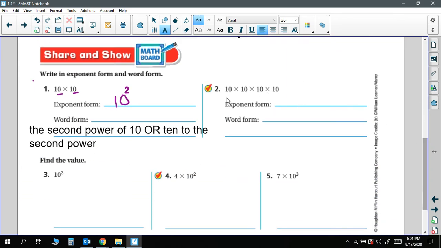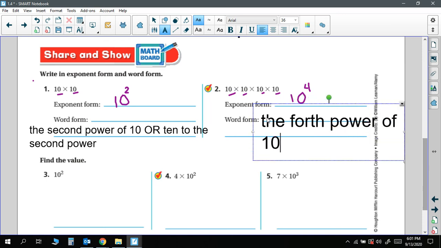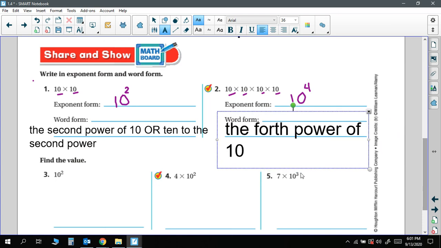All right, let's try this one. 10 times 10 times 10 times 10. All right, you know your base is going to be 10. How many zeros? What's your exponent? 4. Okay, so it's going to be the fourth power of 10. I'm going to leave that big. I'll just put it down here. And I spelled fourth wrong, didn't I? Sure did, Miss Hummel. Oops.